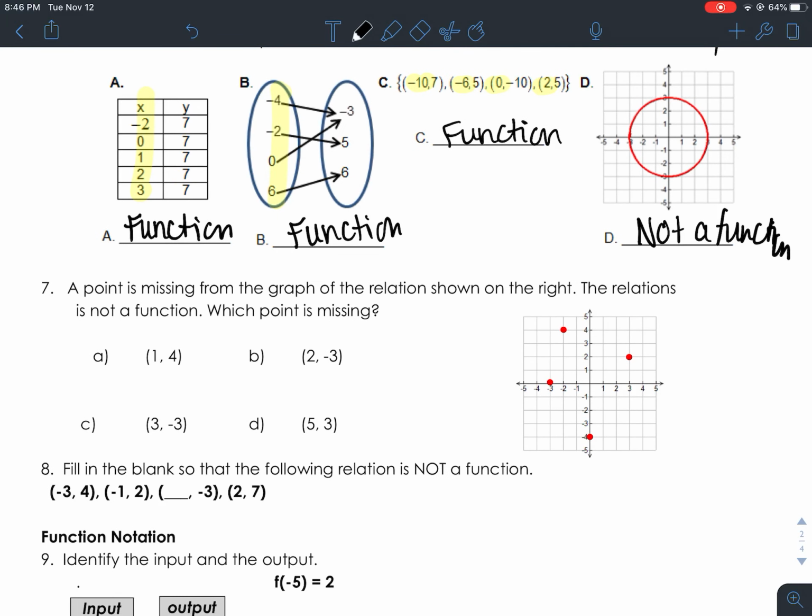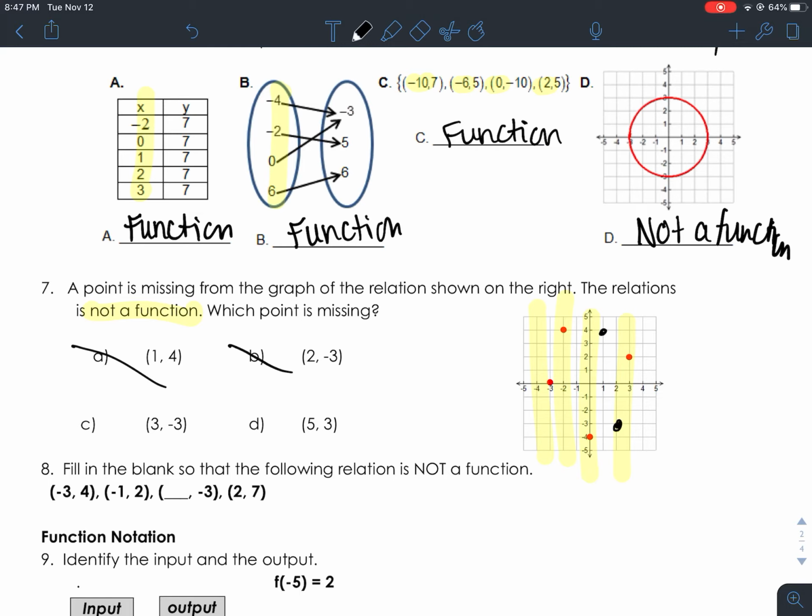Alrighty. A point is missing from the graph of the relation to the right. The relation is not a function, so what point is missing? Currently, nothing overlaps. So what I'm looking for is when I add a point that I'm going to get overlapping on the vertical line test. So let's check them out. 1, 4, that's not going to do it. That's going to overlap with a y, which we don't care about. 2, negative 3 would be down here. Again, that one doesn't work either because it doesn't overlap.